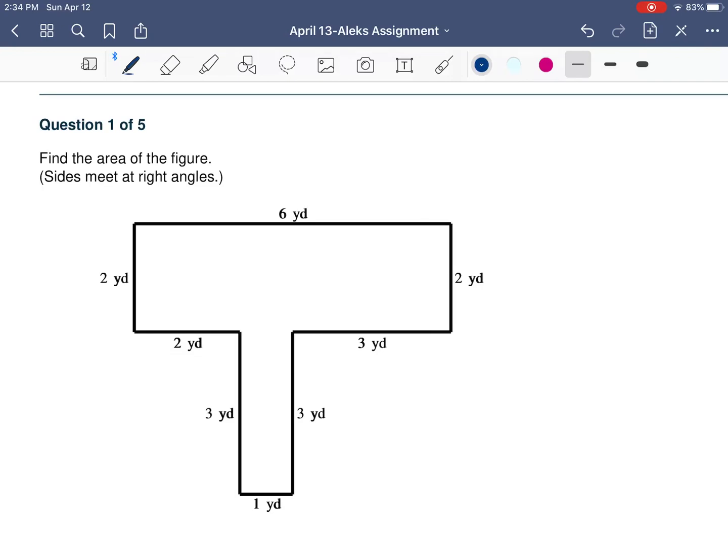Today you're going to have another Alex assignment and I'm going to walk through each of the problems. You can tell there's 5 problems on it. And again, the problems that I have won't be exactly the same problems that you have, but they'll be similar. So you can use this video to help you figure out the problems that you have.